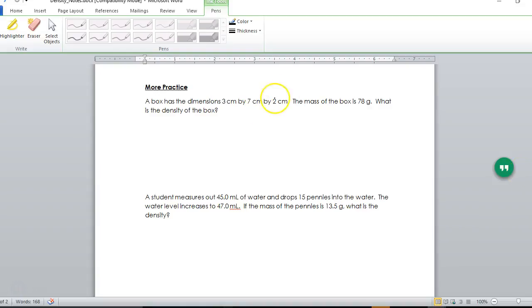Okay, a box has the dimensions 3 centimeters by 7 centimeters by 2 centimeters. The mass is 78 grams. What is the density? Okay, so they didn't give you an explicit volume here, but we know if we're working with a box that we can get the volume by having the length and width and height. So length times width times height. So in this case, we have 3 times 7 times 2 centimeters. So that is 42 centimeters cubed. So these are all centimeters. Centimeter times centimeter times centimeter. Okay, so that's your volume.